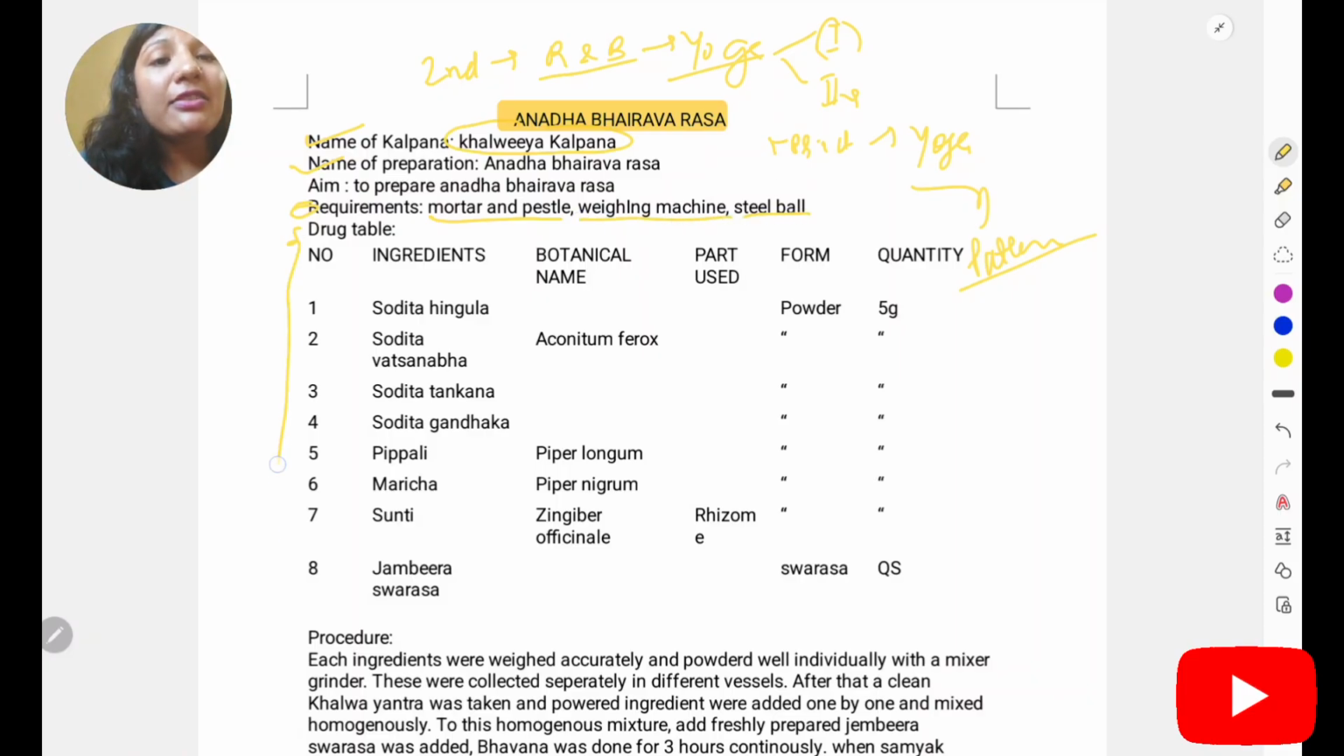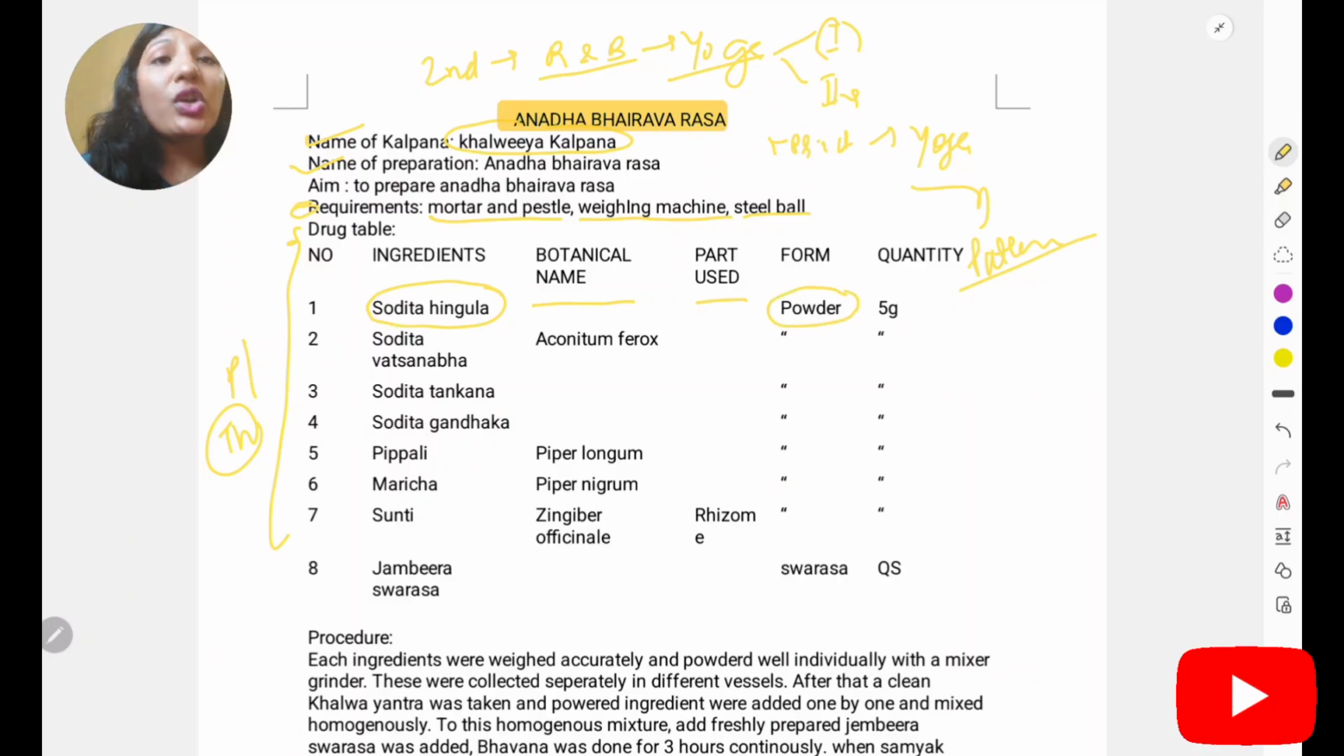Then this drug table is very important for the practical as well as the theory paper. In this drug table you can see I have written all the important points. If you write those points, it will increase your marks. For example, our first ingredient is hingula. If it is a botanical drug, then you can write the botanical name or the part used, like the root part or the shoot part.